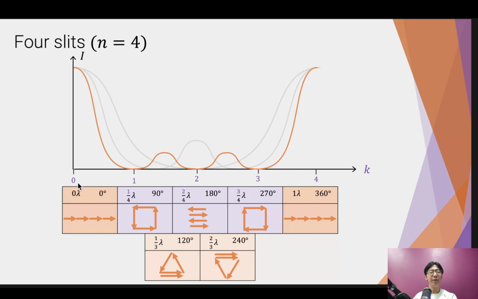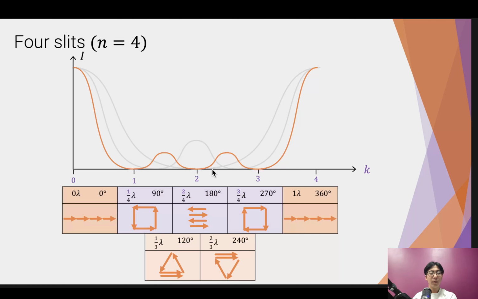Another thing we note is that the phasor diagrams are symmetric about the center. Here you can see on either side we get a square, and on either side we get that straight line. As a sanity check, when we're drawing our phasor diagrams, we should expect that they're symmetric.